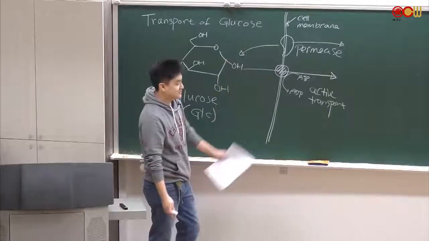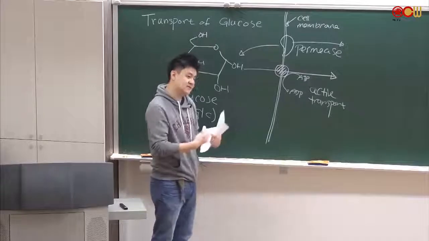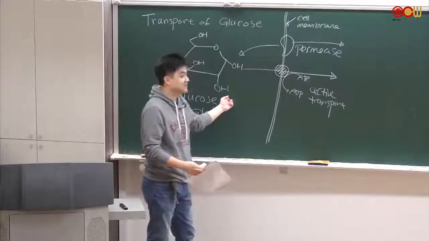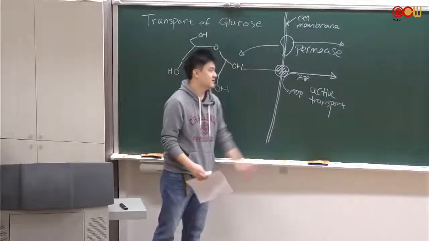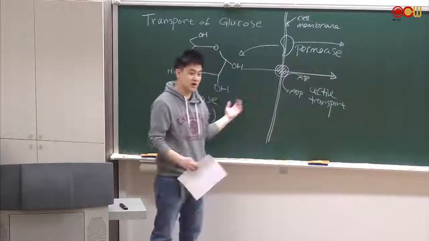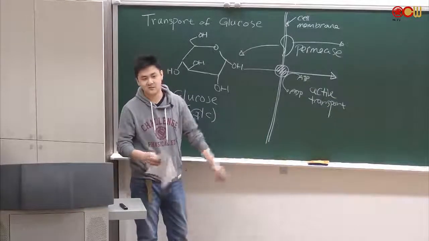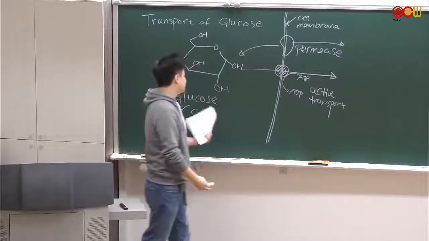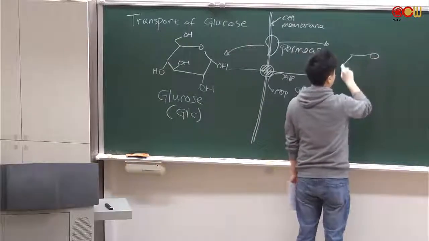Now active transport, remember, is a way to pump in stuff. For example, if inside the cell the concentration of glucose is already high, but you want to make it higher, then you will have to use the energy of ATP to overcome the chemical potential. Make sense? Alright, so glucose comes in.